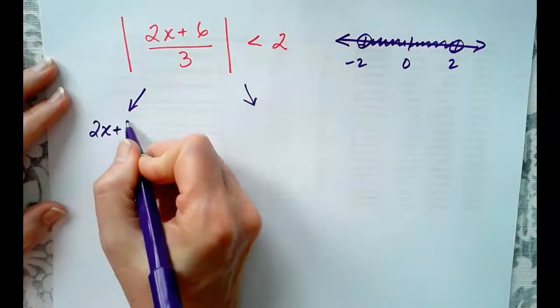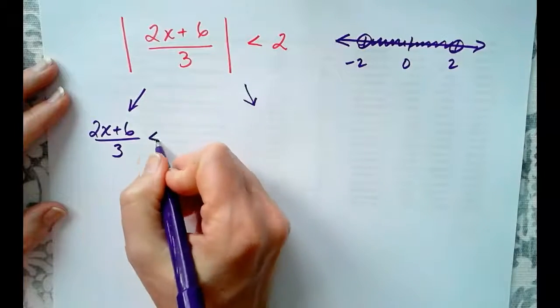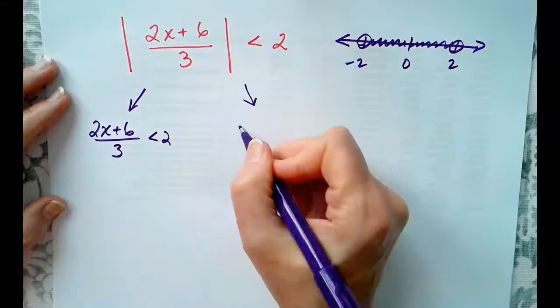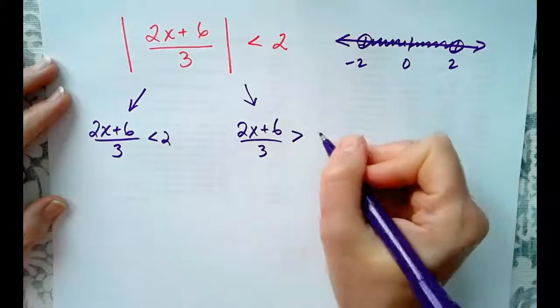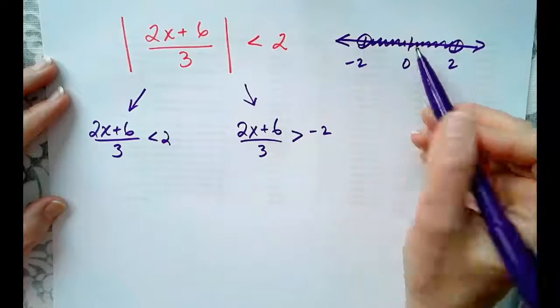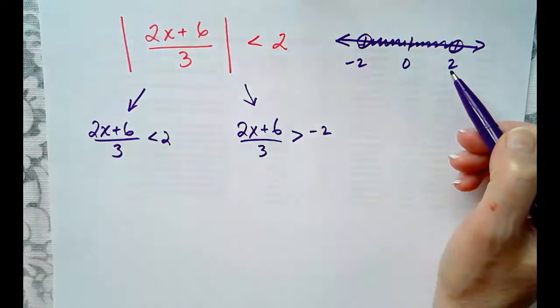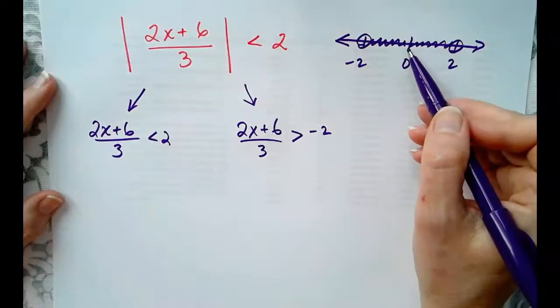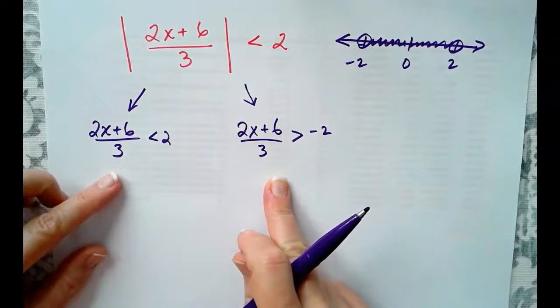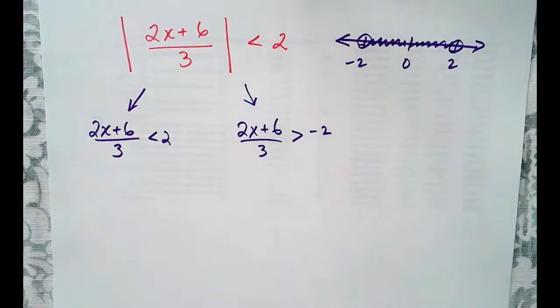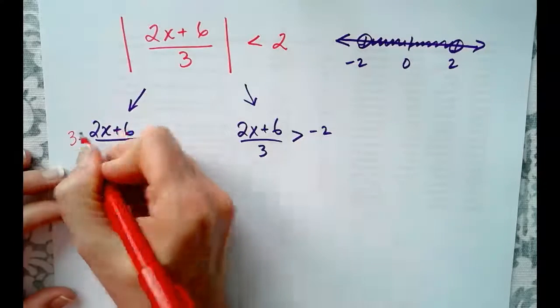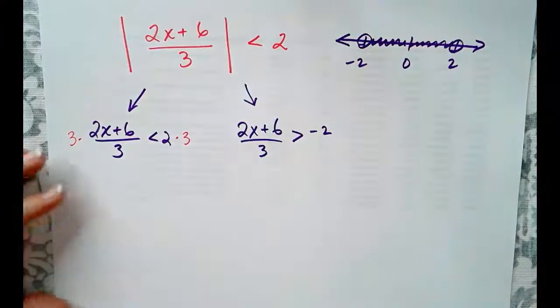So 2x plus 6 over 3 must be less than positive 2. 2x plus 6 over 3 must be greater than negative 2. We've got to be to the right of negative 2, which is greater than negative 2, or to the left of positive 2. So let's see what we get here. So first of all, this is a fraction. And fractions are our friends, but we want them to leave the party as soon as possible. So to get these fractions to leave the party, we are going to multiply both sides by 3.